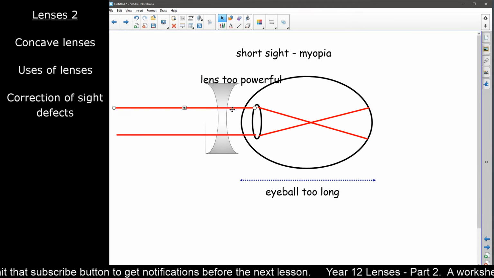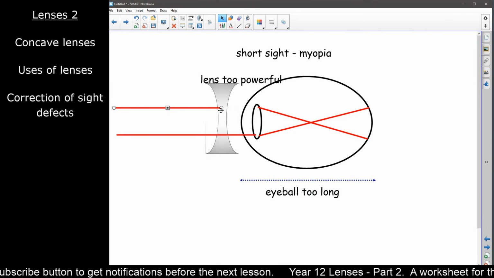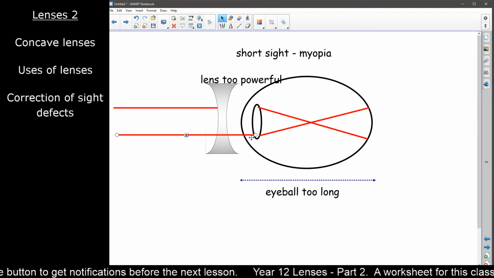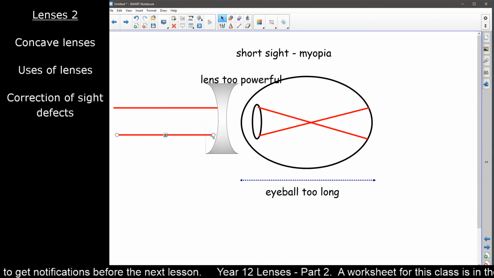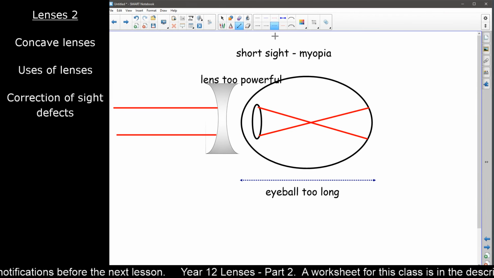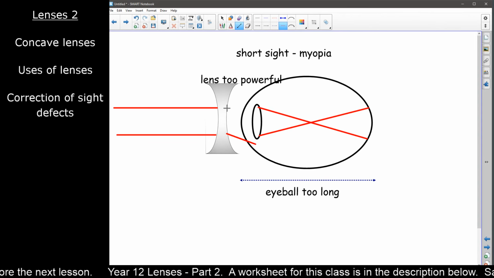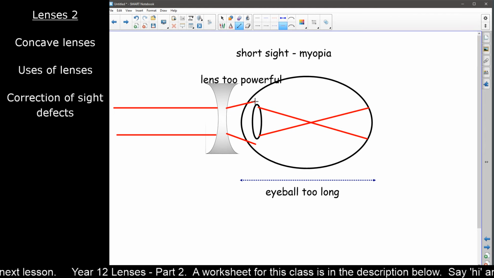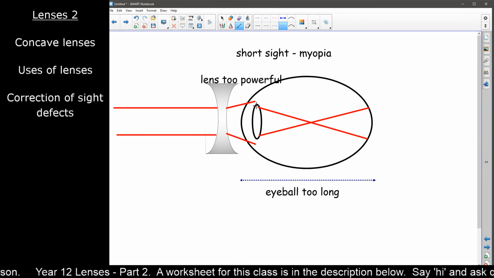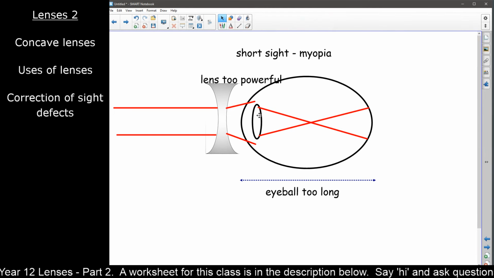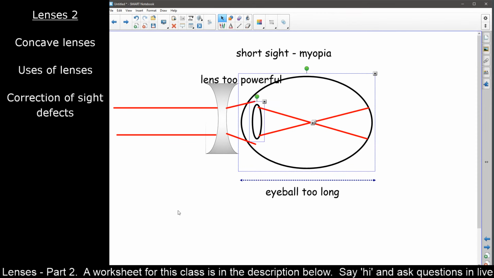Now, parallel rays of light, when they're coming through a concave lens, end up diverged. So when they come in here, they get forced outwards. I need to make my lens a bit bigger, but that's okay. So instead of being nice and close together, when they arrive at my eyeball lens, they're further away than they should be from each other.